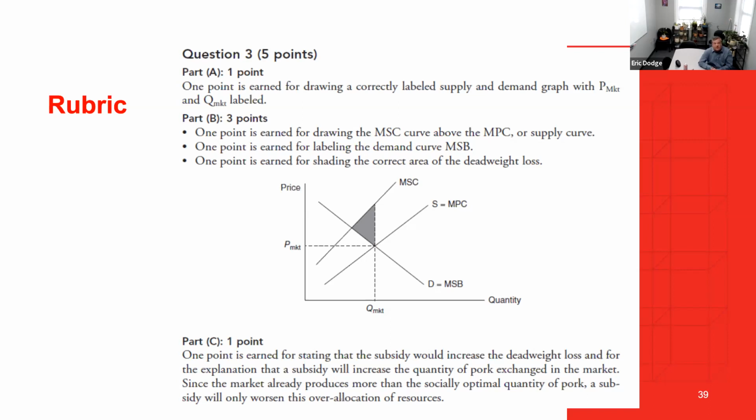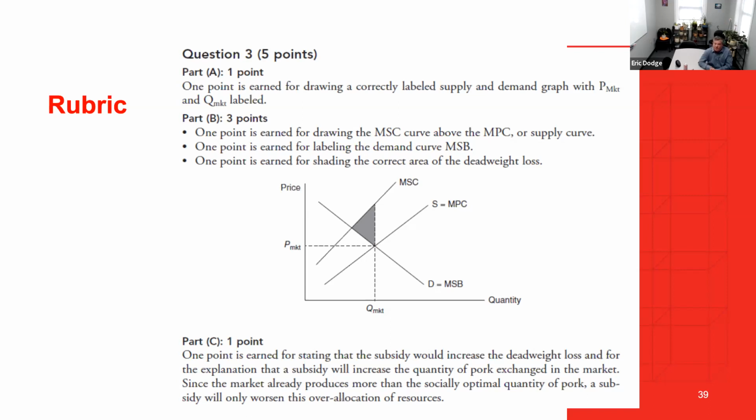For example, do you recognize from the prompt that this is a negative externality? So you would want to draw, for the first point, this marginal social cost curve that should be upward sloping and lies above the supply curve. Maybe you labeled the supply curve marginal private cost. That would be great too. The second point would be recognizing that the demand curve is also, in this situation, the marginal social benefit curve. So adding that to the demand curve would get you the second point.